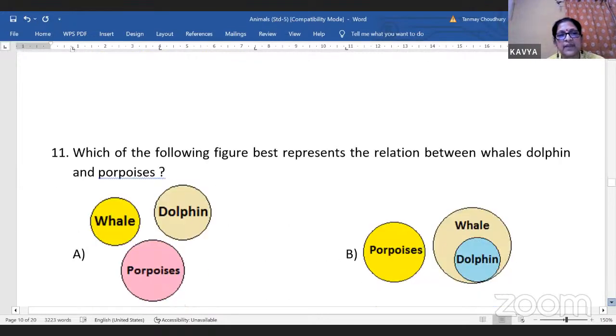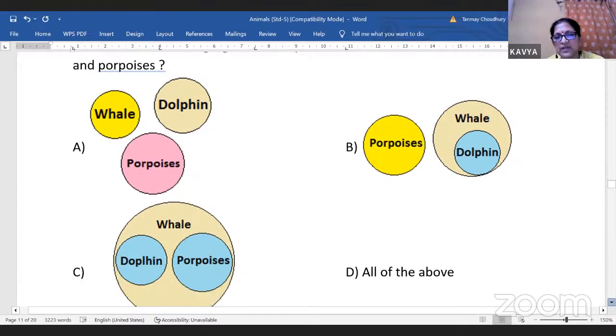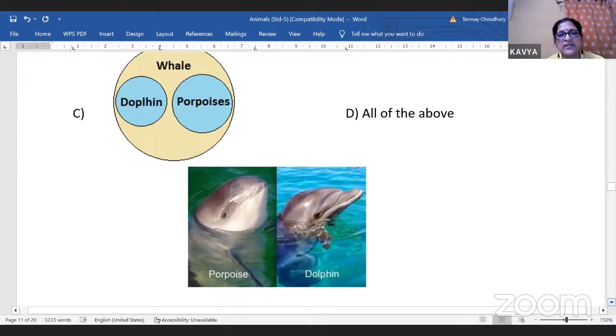Okay, next. Which of the following best represents the relation between whales, dolphins, and porpoises? Now, all of you know what whales are, what dolphins are. Now let me show you what porpoises are. I think I've got a photograph here. This is a porpoise and this is a dolphin. Now you will see that both of them stay in water. They live in water.